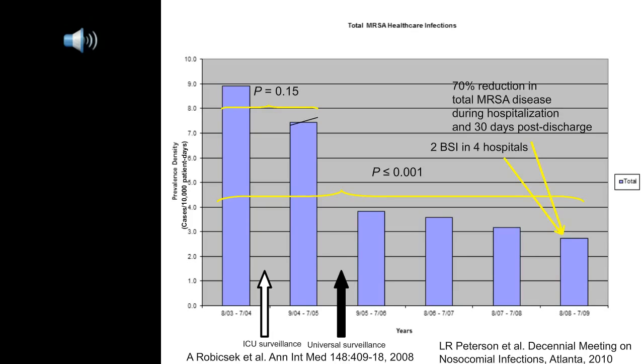And this continued on over the next several years. And you can see that we've had a sustained more than 70% reduction in MRSA disease during hospitalization, and we even count 30 days after discharge. So we're using a very liberal definition of MRSA disease. And in our 4 hospitals now, we range from 2 to 3 bloodstream infections for all 4 hospitals combined per year. So very, very low rates of MRSA clinical infection.